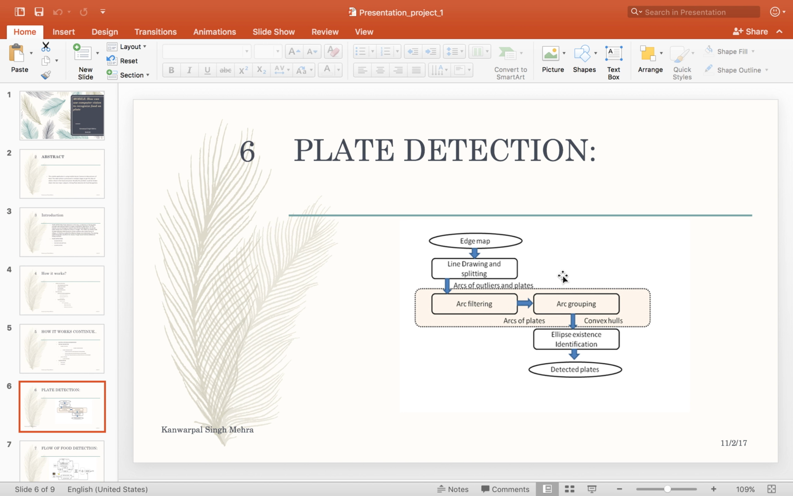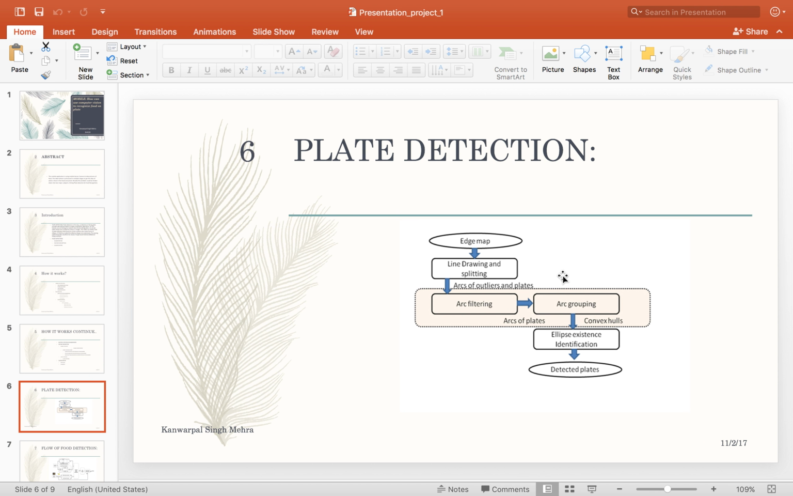subparts of this problem are arc filtering and arc grouping. Arc filtering is when we divide each line at three major points, where we have three unique properties. The first property is when the tangent to any arc is not defined. The second is when the tangent line is vertical, and the first derivative of the arc is 0. And the third one is when the second derivative of the arc is 0.